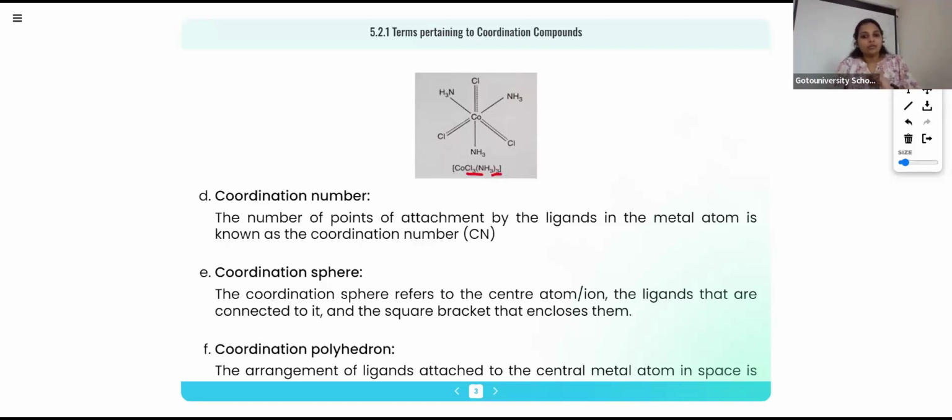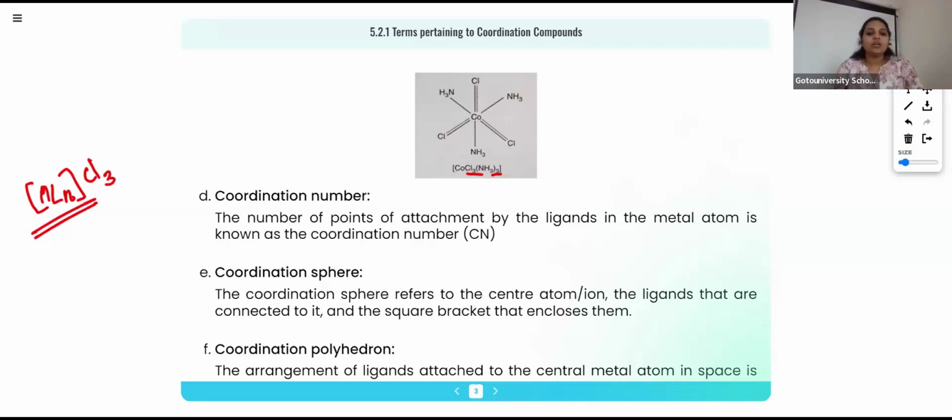Now, next one, coordination sphere. The same thing: what we are writing inside the square bracket is called coordination sphere. Means the metal and the ligands. This is the coordination sphere. The things we are writing outside, suppose we are writing chlorine or anything, that is called ionization sphere.